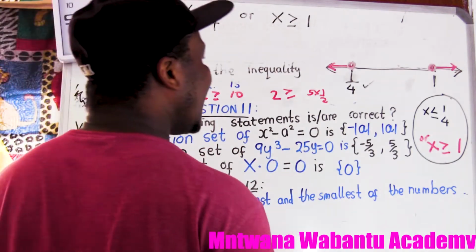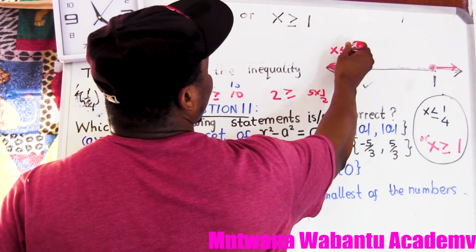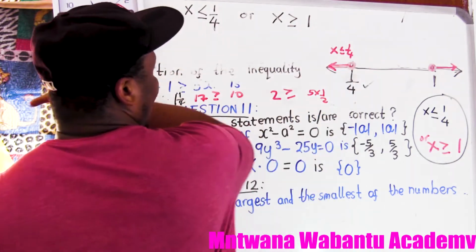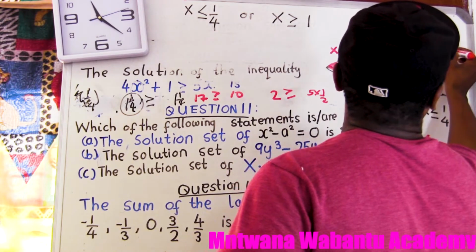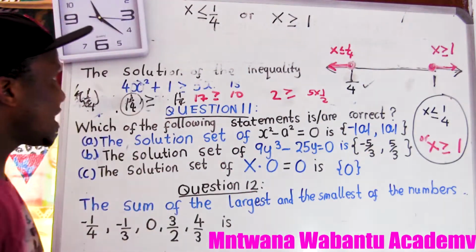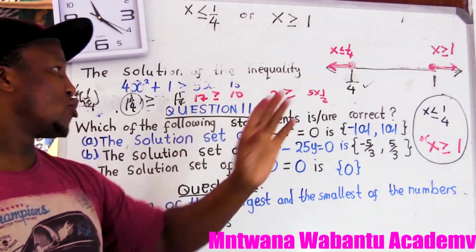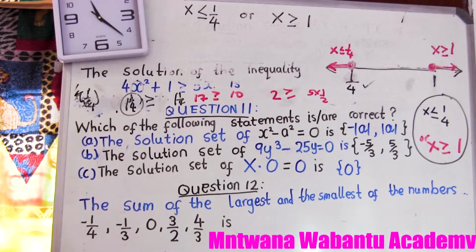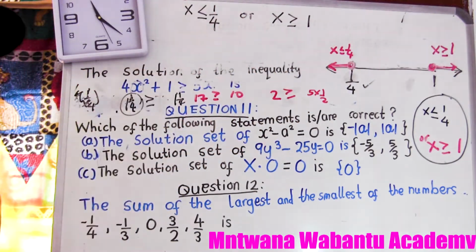The red line means x is less or equal to 1 over 4. This goes all the way. And this, including, x is greater or equal to 1. But here I didn't write anything, just my normal line. So if they say write it in terms of this, you can write like that. But in terms of number line, you could write like that. See? So this is going to be our answer. Write that one because then you see the number line.